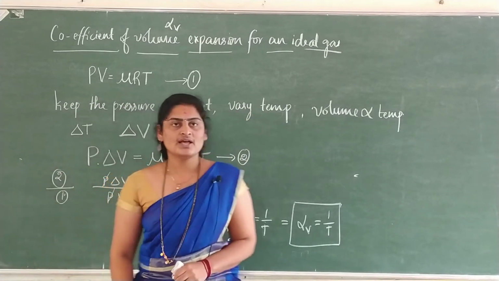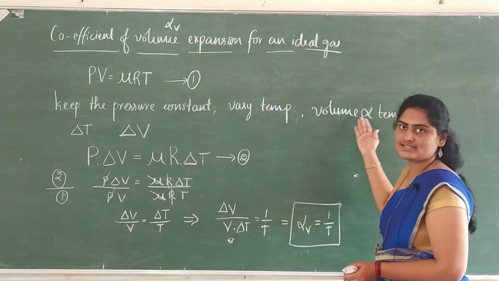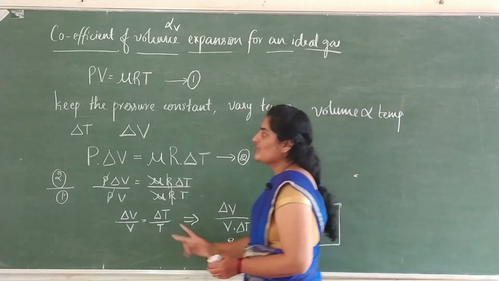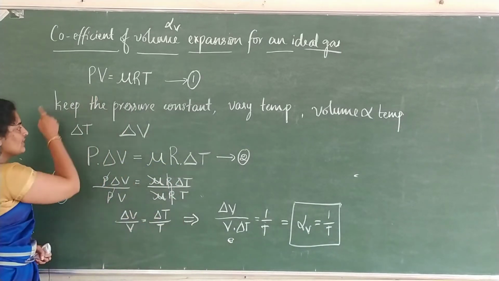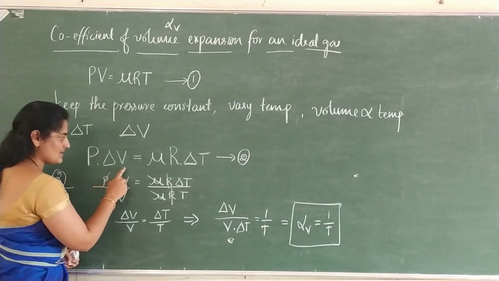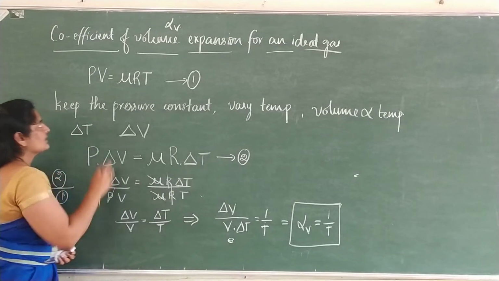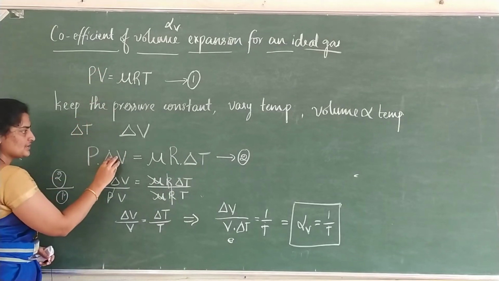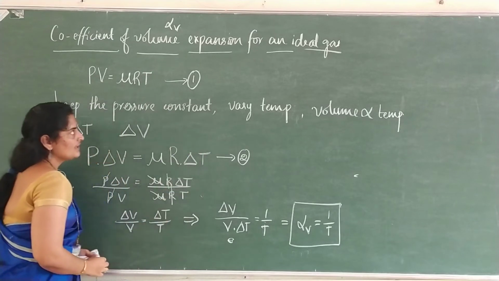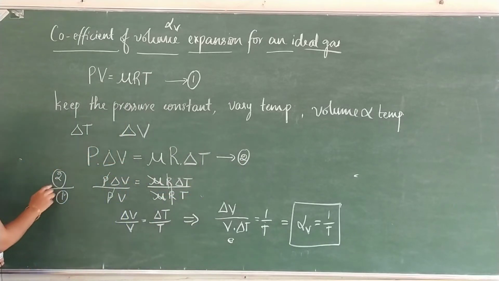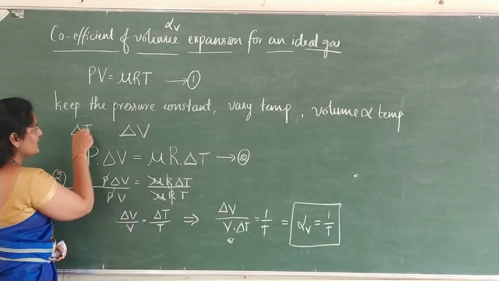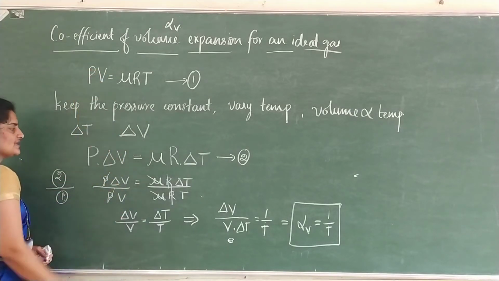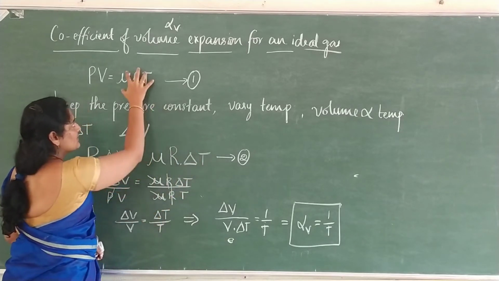Then we know that according to Charles' law, the volume of the gas is directly proportional to temperature. If delta T is the change in temperature and delta V is the change in volume, then the perfect gas equation becomes P into delta V is equal to mu R into delta T, right? Delta V instead of V here, delta T instead of T here. Let it be equation number 2. Just simply divide both the equations. Equation number 2 divided by equation number 1 gives P into delta V divided by PV, which must be equal to mu R delta T divided by mu RT.